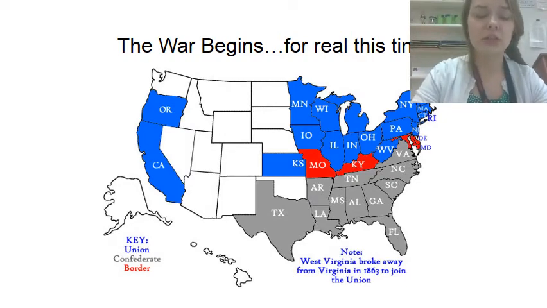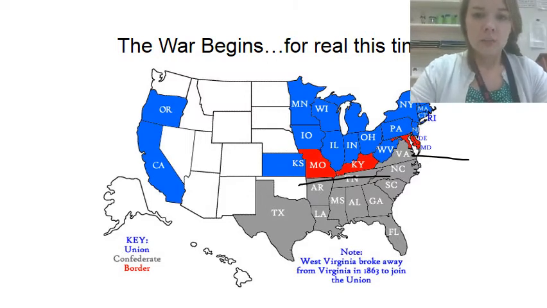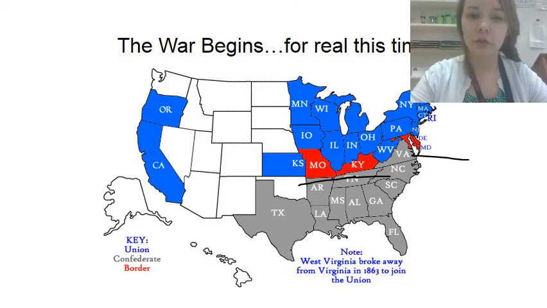The decision of the states in the border states is going to be crucial. Our border states include Maryland, Kentucky, and Missouri. So they're going to count for 2/3 of the whites in the slaveholding states. Virginia is going to side with the Confederacy, as does Arkansas, Tennessee, North Carolina.